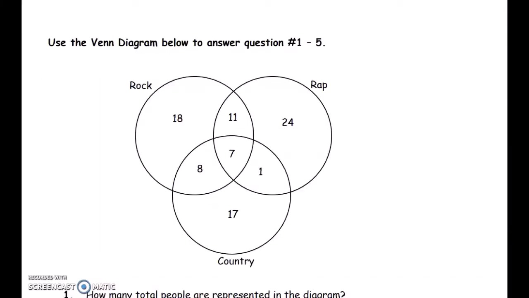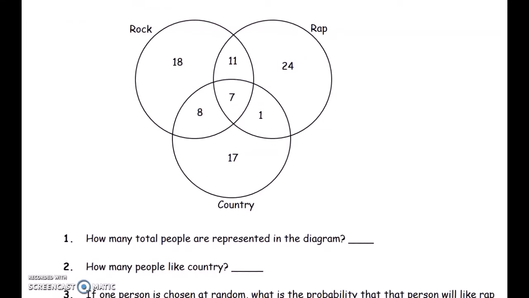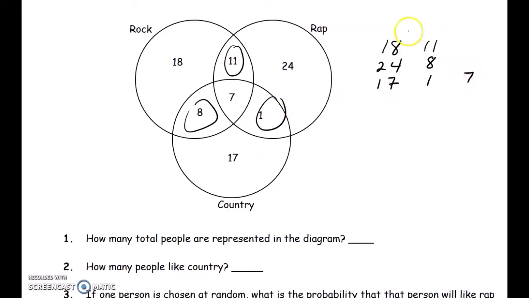Venn diagrams may also be used to solve probability problems. Let's take a look at this problem. It appears that a number of people were surveyed whether or not they liked rap, rock, or country. To figure out how many total people are represented in the diagram, we need to add up all the numbers. So I usually do it by adding the single sections. Then I'll add the double sections, and then I'll add on that part last.